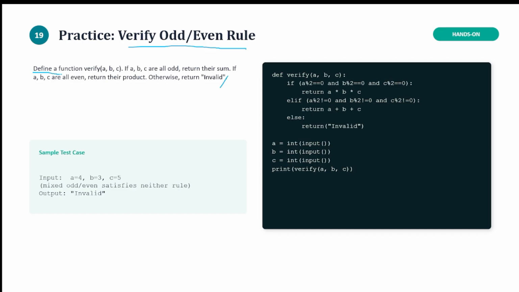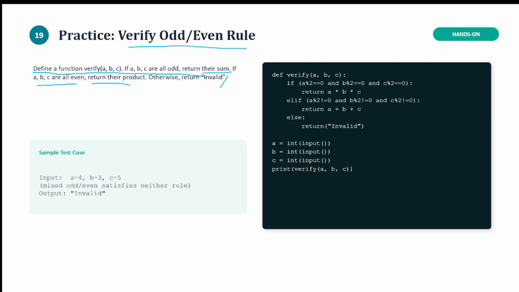You can see that here we define a function named verify. a, b, c are the parameters. If a, b, c are all odd, meaning all three numbers are odd, we are going to return their sum. That is the first condition. The second condition: if a, b, c are all even, we are going to return their product.